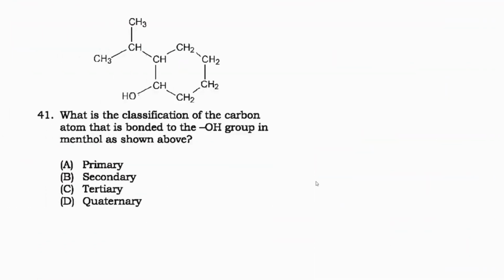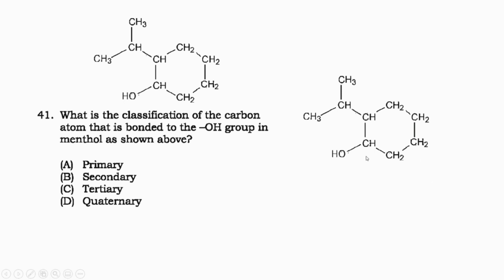Problem number 41. What is the classification of the carbon atom that is bonded to the OH group in menthol as shown above? So to solve this problem, dapat i-indicate natin yung carbons natin. First, i-indicate natin yung carbon attached to OH. Then, yung mas importante, yung surrounding carbons ng carbon na may OH group attached to it. Ilan yan? Dalawa. Since dalawa yung na-count natin, we can say na yung menthol natin ay secondary alcohol. So, yung C na attached doon ay secondary carbon. So, B yung sagot natin.